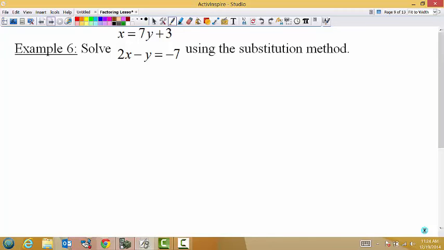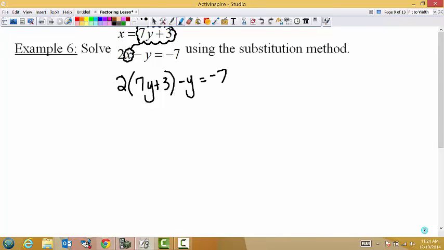It says solve using the substitution method. Substitution method just means you take one of the equations and substitute it into the other one. So what I've got is x equals 7y plus 3. It's already solved for x. What I do is I take that and I stick it into the other equation where the x is. So I do 2 times x, but x is 7y plus 3 minus y equals negative 7.